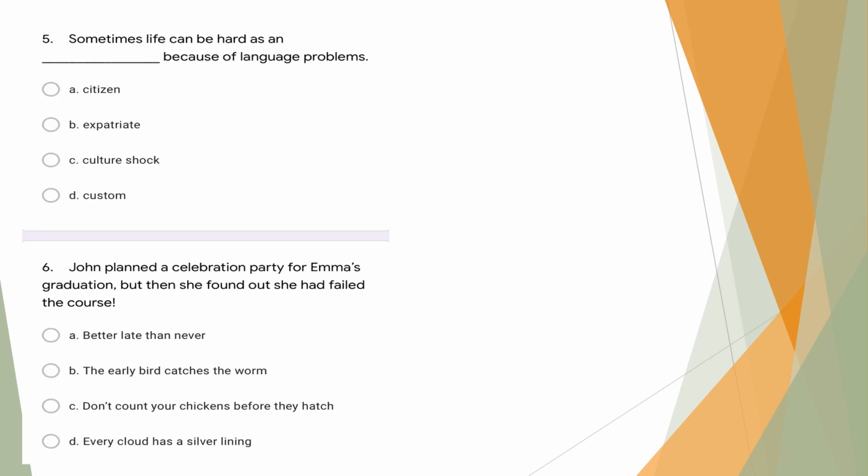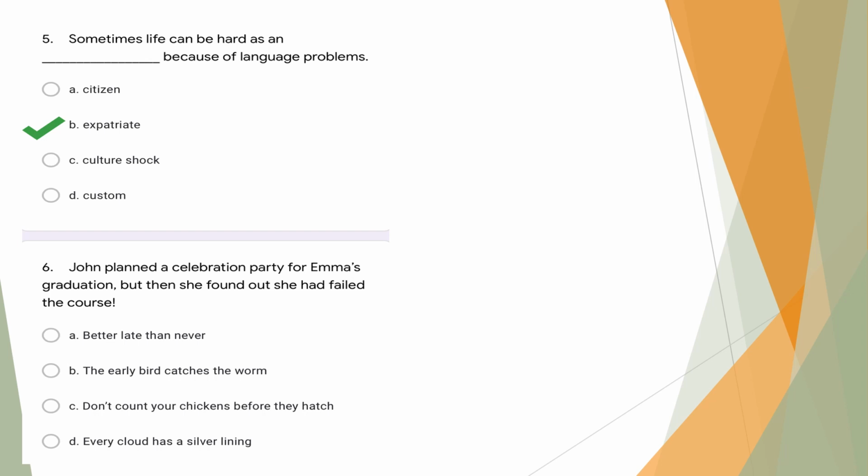Okay, question 5. Sometimes life can be hard as an blank because of language problems. Right, now there is a clue in the grammar of the sentence because the article is an. So in that case, the next word must start with a vowel, A, E, I, O, U. So therefore, the answer must be B. Sometimes life can be hard as an expatriate because of language problems.